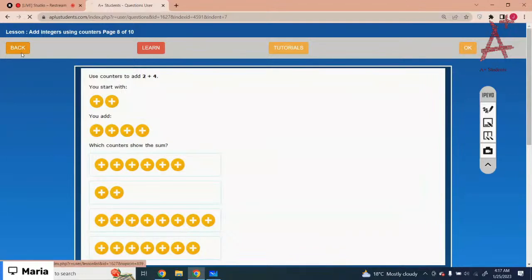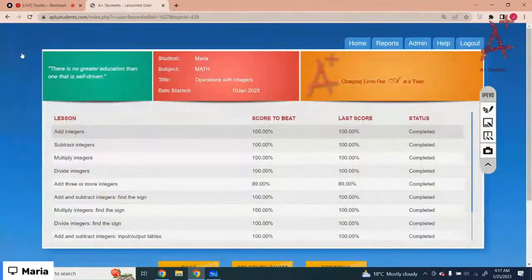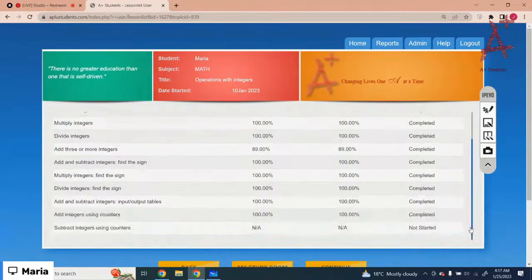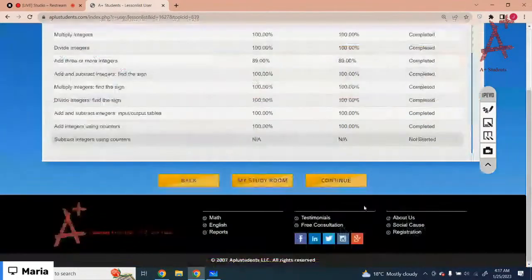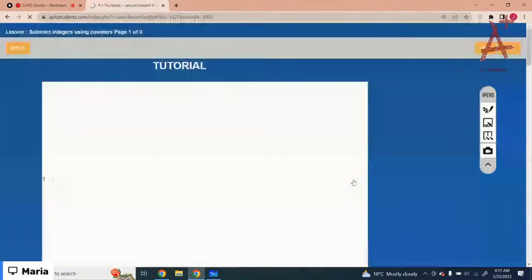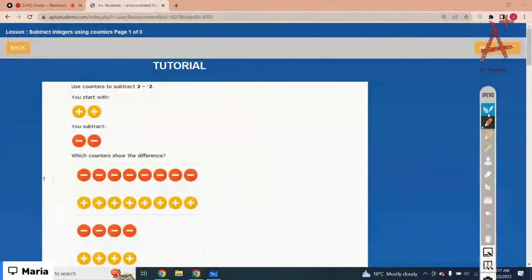Okay, let's just move on to subtracting integers using counters, sorry, not decimals. Okay, let's just start with the first one. So you have to do 2 minus negative 2. So you have to subtract, got it? You are subtracting them.